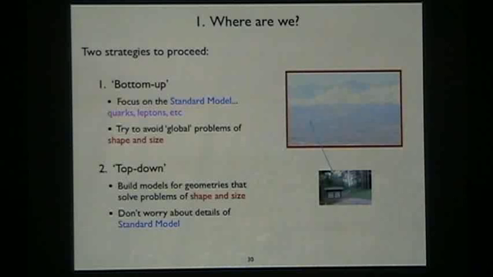And the other approach is the opposite. You build a model that describes geometries that solve the shape and size problem, but don't worry so much about the details of where particle physics comes from. You just imagine if you have a huge collection of geometries that solve the shape and size problem, there's bound to be a few in there that get the standard model right.